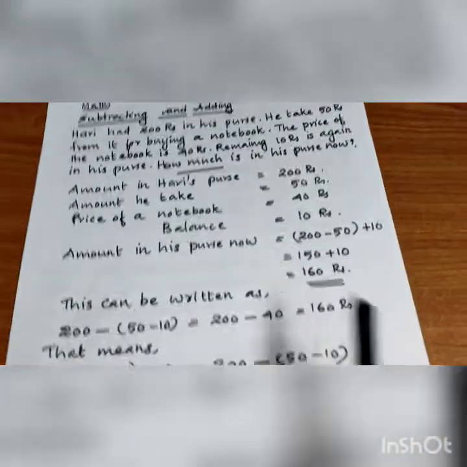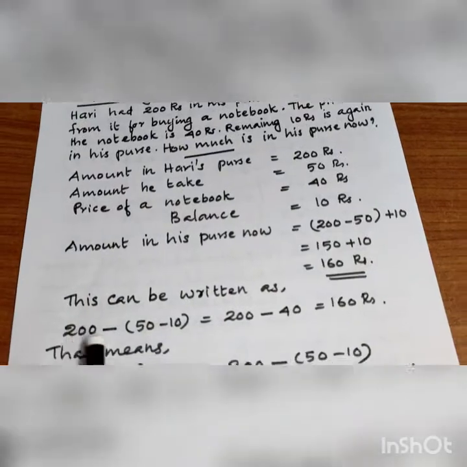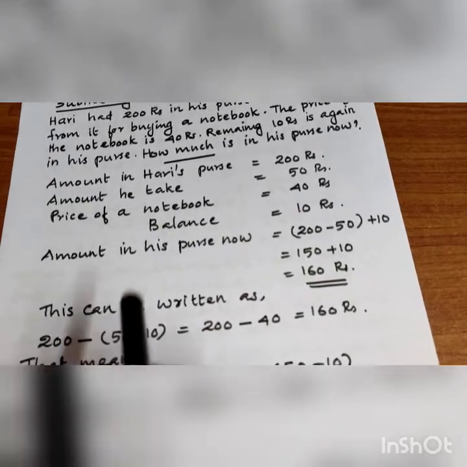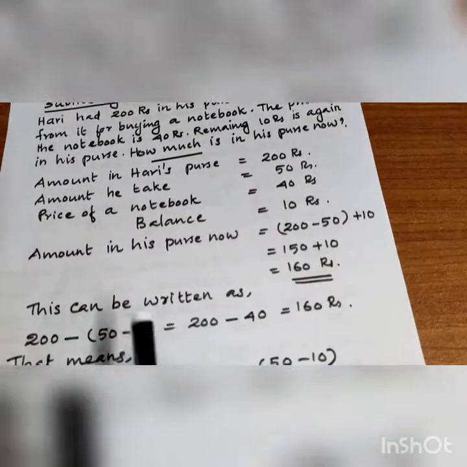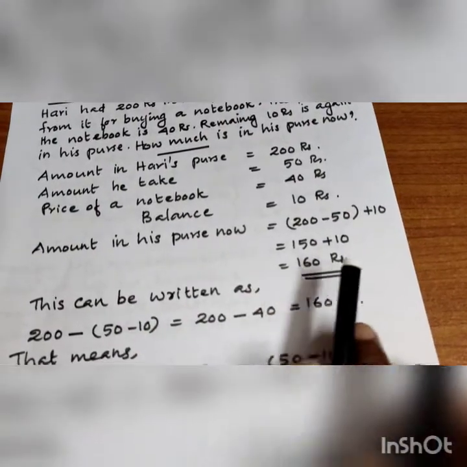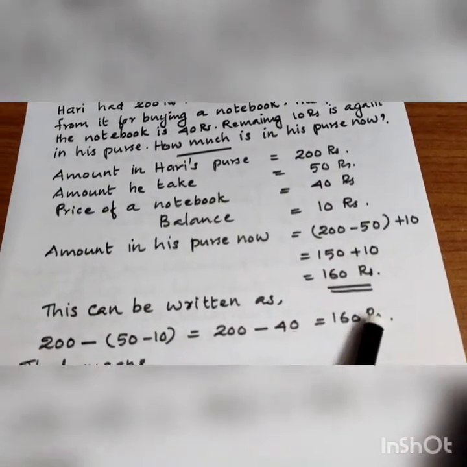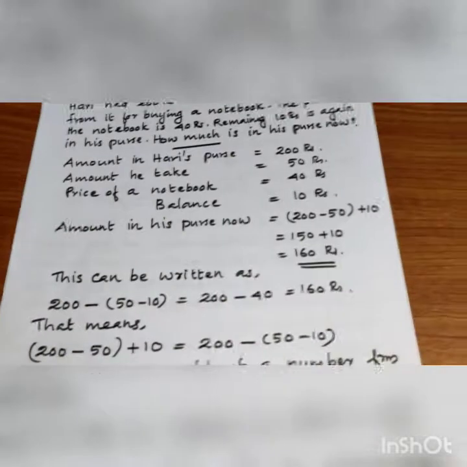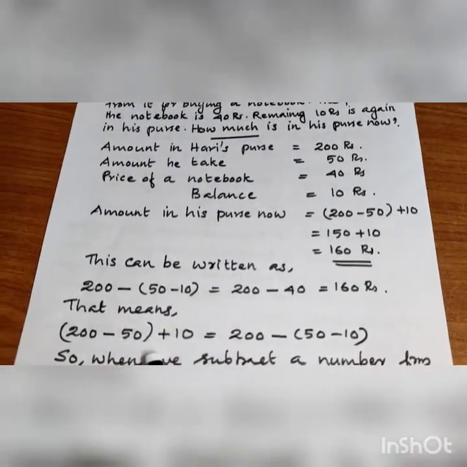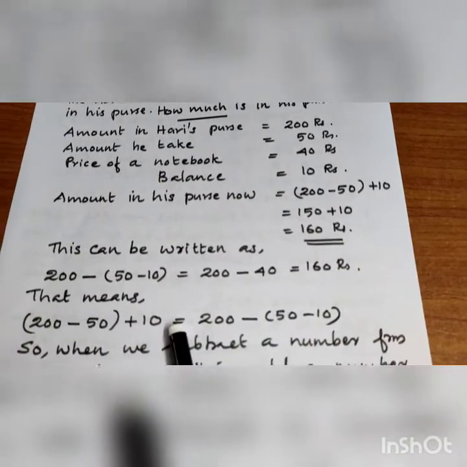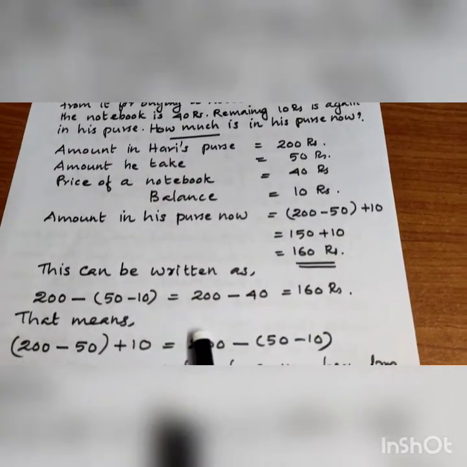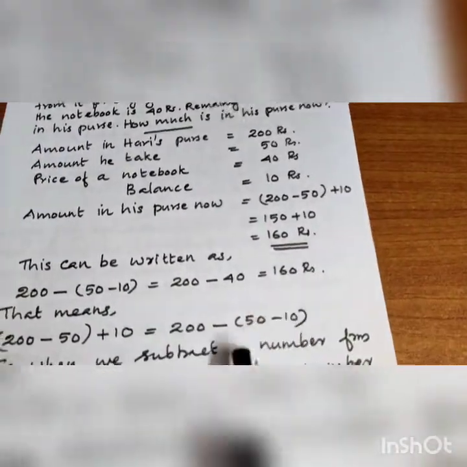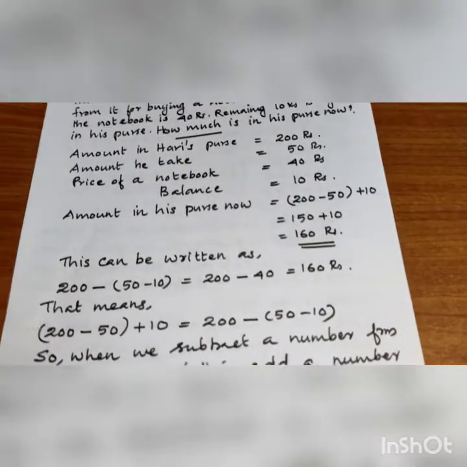This can be written as: 200 rupees is in his purse. He gave 50 rupees for the notebook and 10 rupees was given back. Therefore, the total amount spent is 40 rupees. 200 minus 40, this is also 160 rupees. Isn't it? That means this can be written as 200 minus 50 and then add 10 equals 200 minus what amount he spent. He spent 40 rupees.